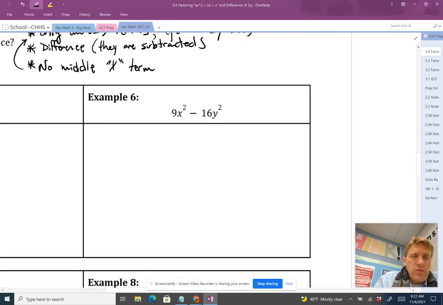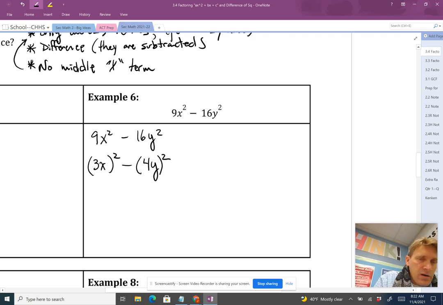All right, let's look at the next one. 9x squared minus 16y squared. I can rewrite 9x squared as 3x quantity squared minus 4y quantity squared. Now I've determined what a and b are. A is 3x, b is 4y. I can rewrite this as 3x and 4y times 3x and 4y, and I'm saving the signs for the last just to help you see that these are called conjugate pairs.